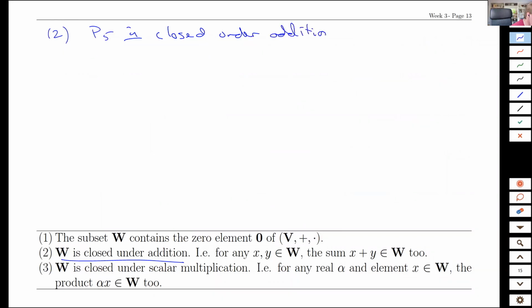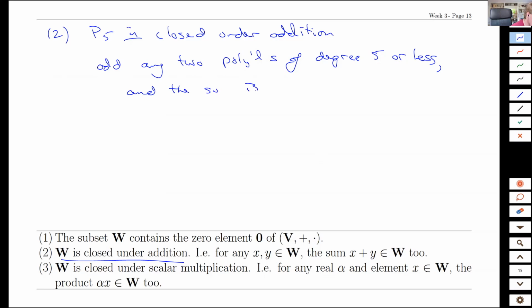And what does that mean? Add any 2 polynomials of degree 5 or less, and the sum is also a polynomial of degree 5 or less. And you can see that by a quick addition.